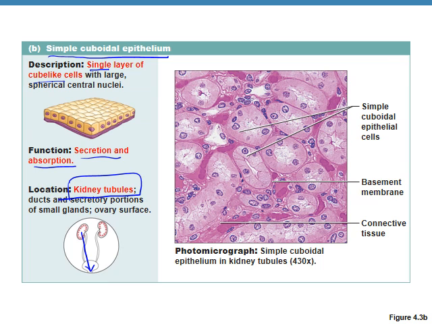Either you're going to secrete water and it's going to form urine, or the kidney tubules can reabsorb any electrolytes like sodium or calcium or potassium. They can put them back into your bloodstream. So simple cuboidal can do both secretion and absorption. And you can see them here. They're cube-shaped right here.